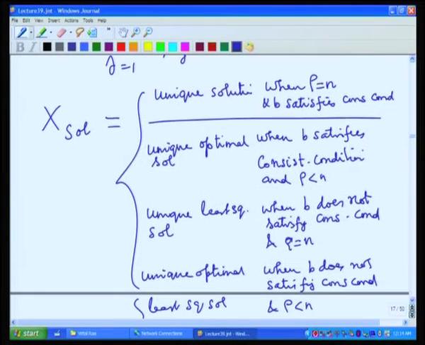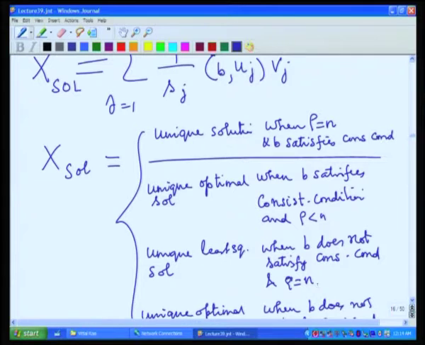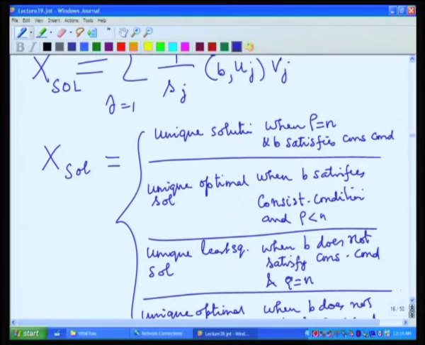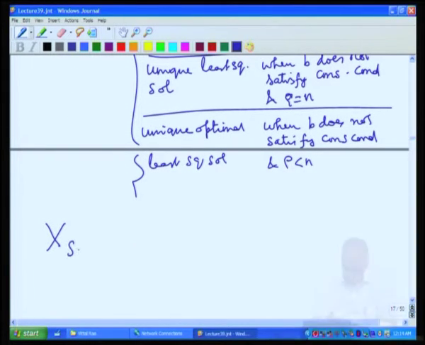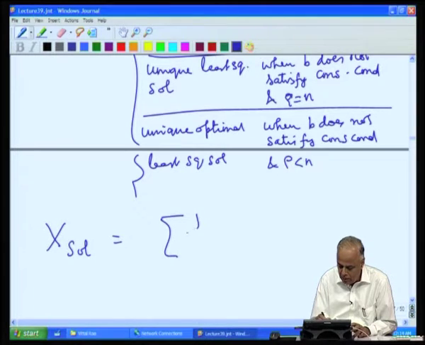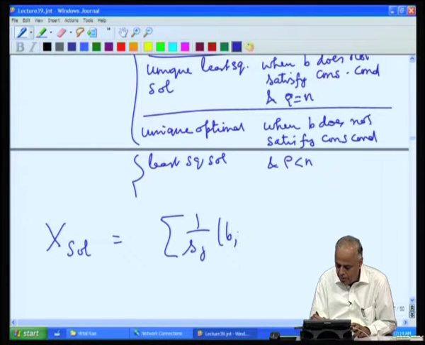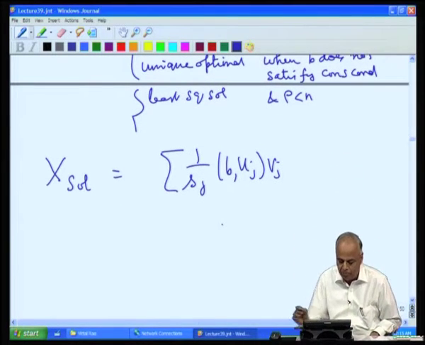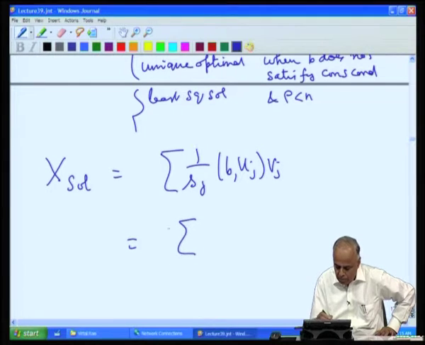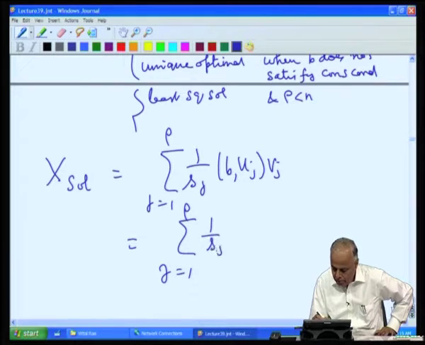So, the same expression represents different things in the different cases. Therefore, that expression captures the essence of the solution in all the cases. So, we will again look at x sol, which is summation 1 by S j B u j V j, and we will now write it in a special form, which is equal to summation j equal to 1 to rho 1 by S j V j B u j.